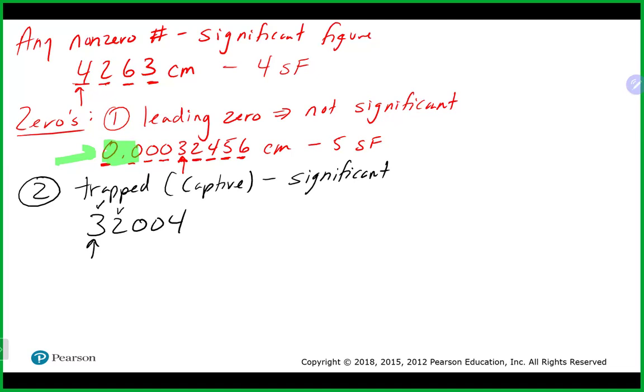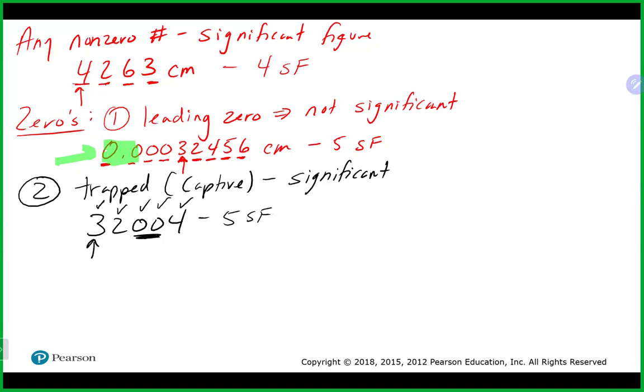The 3 will be significant because it's a non-zero. Now we run into these zeros. These zeros here are trapped between two non-zero numbers. They're between the 3 and the 4, basically trapped between those non-zero numbers. That is going to make them significant. So this would be significant, this would be significant, and the 4 at the end is a non-zero, so that would also be significant as well. So if we count up what we got going on here, 1, 2, 3, 4, and 5 significant figures.